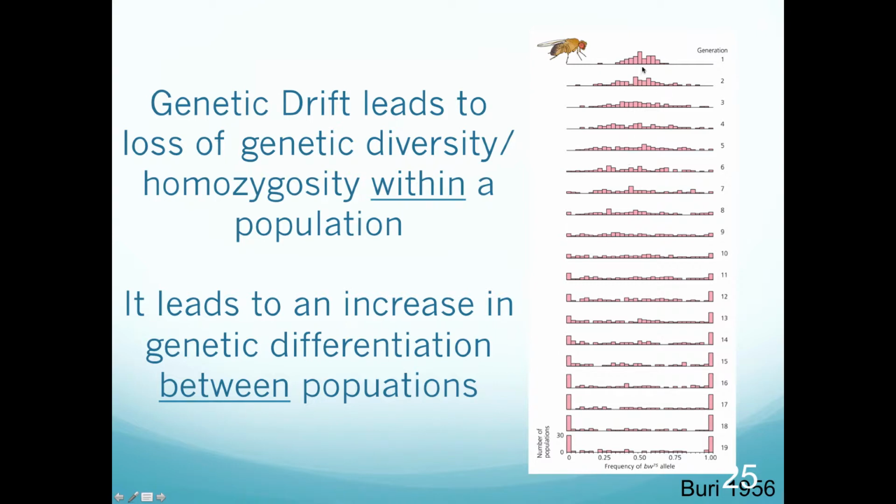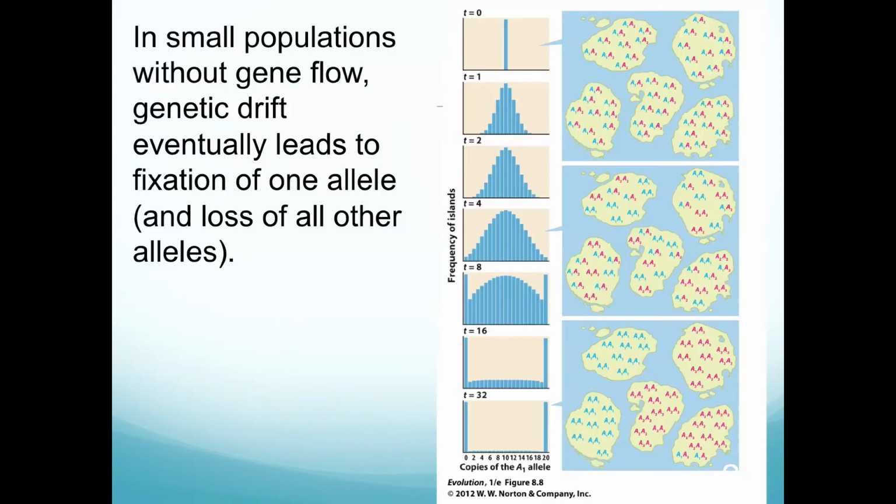And this is a histogram of the number of populations that have a certain allele frequency. After 19 generations, most of the populations were fixed for either one allele or the other allele. Classic example of genetic drift. There was no type of selection going on. It was all just based on random sampling of each population.